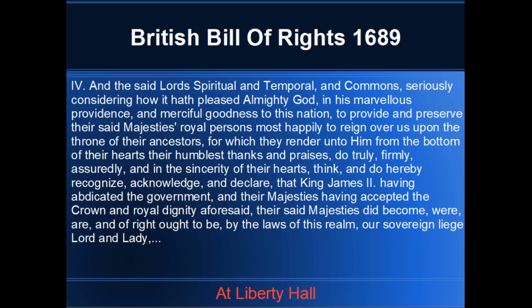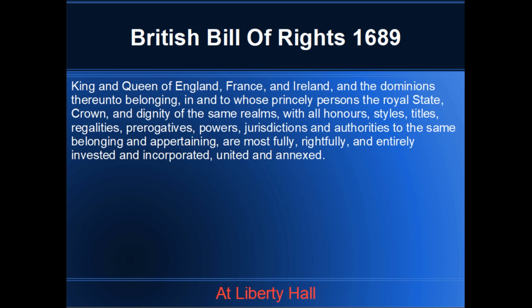recognize, acknowledge, and declare that King James II, having abdicated the government, and their majesties having accepted the crown and royal dignity aforesaid, their said majesties did become, were, are, and of right ought to be, by the laws of this realm, our sovereign liege, lord, and lady, King and Queen of England, France and Ireland, and the dominions thereunto belonging, in and to whose princely persons the royal state, crown, and dignity of the same realms, with all honors, styles, titles, regalities, prerogatives, powers, jurisdictions, and authorities to the same belonging and appertaining, are most fully, rightfully, and entirely invested and incorporated, united, and annexed.